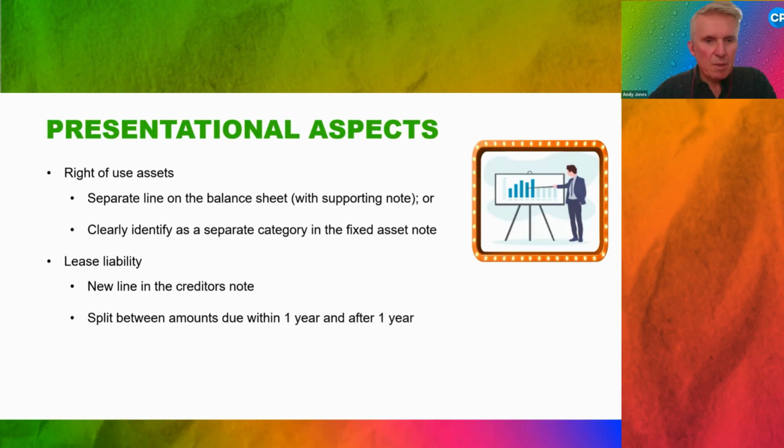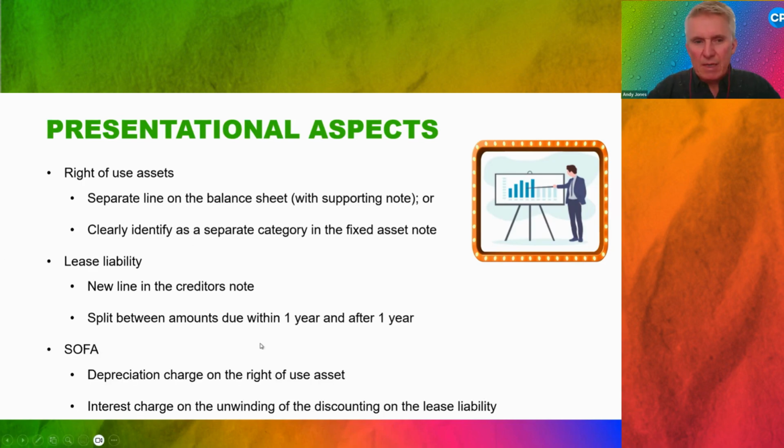In terms of your statement of financial activities, as I said at the beginning, you're going to have a depreciation charge on the right of use asset. If you put it in really simple terms, you worked out that the value of your right of use asset under your lease is £100,000, the lease is over 5 years, you're going to have a £20,000 depreciation charge going through your statement of financial activities each year. You're then also going to have the interest charge on the unwinding of the discounting on the lease liability.